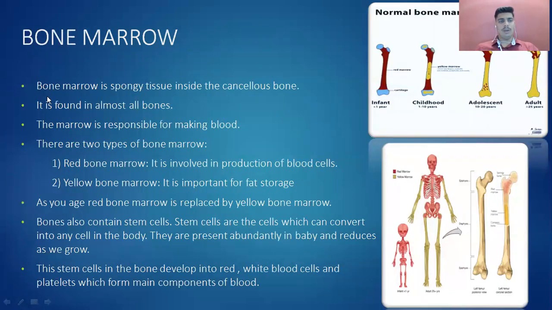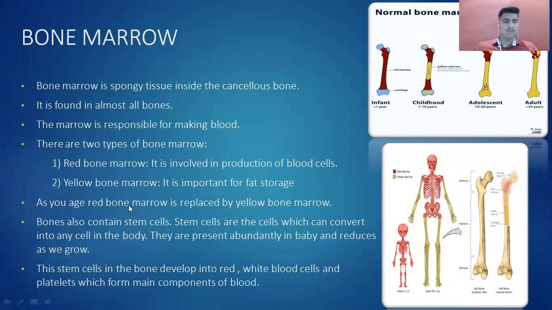Now, bone marrow. Bone marrow is a spongy tissue inside the cancellous bone. It is found in almost all bones. The marrow is responsible for making blood. There are two types of bone marrow. First is red bone marrow. It is involved in production of blood cells, and yellow bone marrow is important for fat storage.